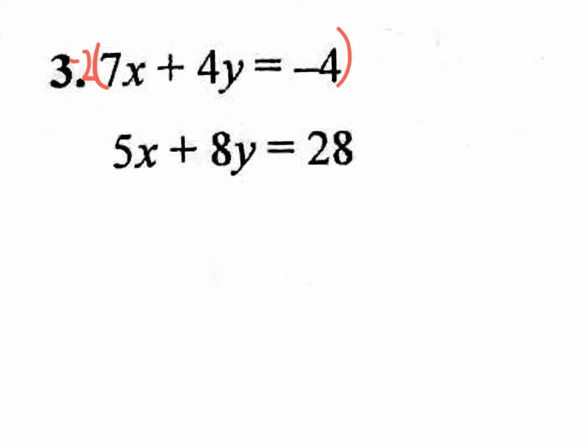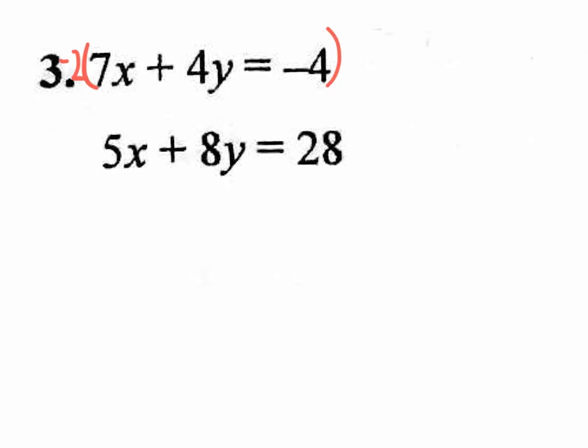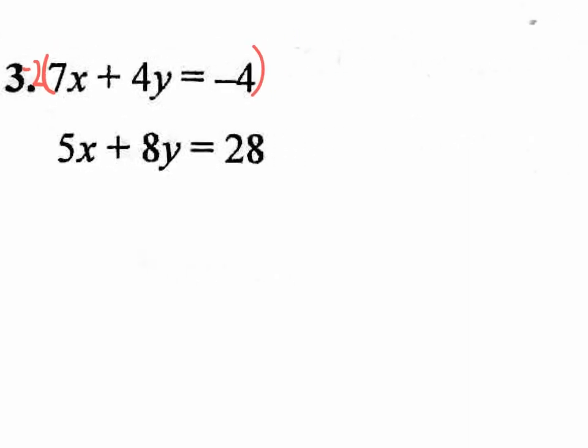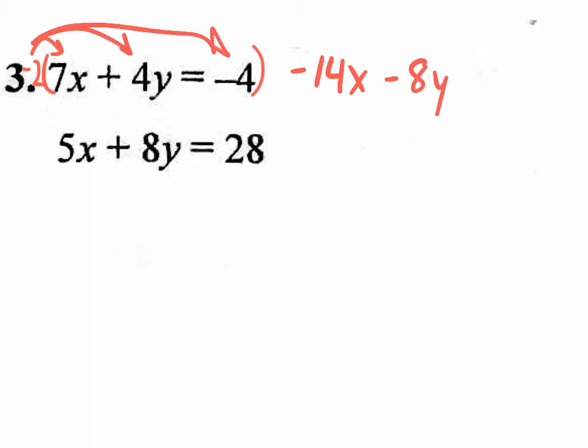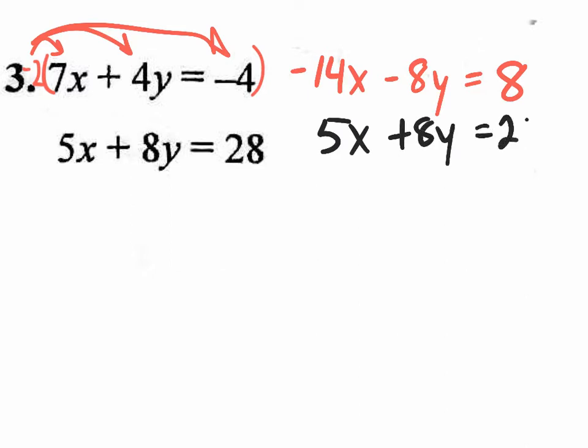Like I said, if you wanted to, you could cancel out the x's. It'll just require more work. Canceling out the y's here, we're going to multiply the top one by -2, and we're going to get a new equation that says -14x minus 8y. Again, I'm just distributing this -2, and then -2 times -4 is +8. So my new equation above is -14x minus 8y equals 8. The bottom equation, I'm just going to rewrite it: 5x plus 8y equals 28.